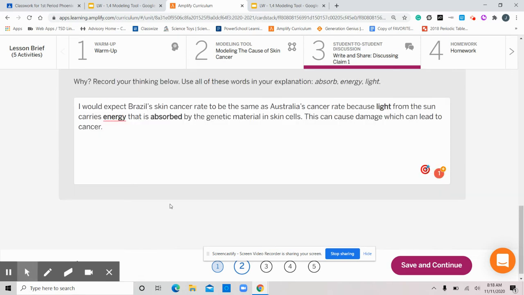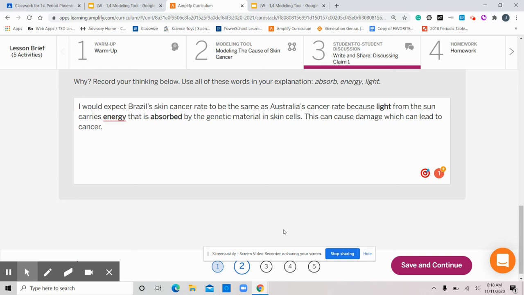All right, friends, so hopefully you have a response something like this. And it goes a little like this. I would expect Brazil's skin cancer rate to be the same as Australia's skin cancer rate because light from the sun carries energy that is absorbed by the genetic material in skin cells. This can cause damage, which can lead to skin cancer.